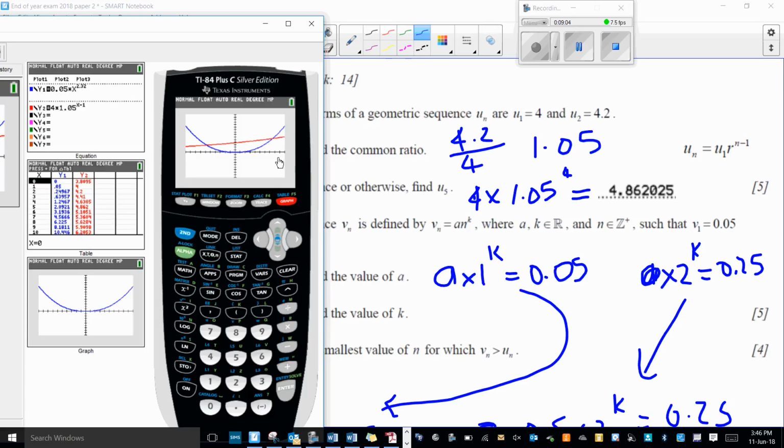Okay, so the first time that this one is greater than that is after here. So if we find where they intersect, they meet here at 7.59. Then it has to be a whole number, because it says here that n is a positive integer. So it would have to be n equals 8.